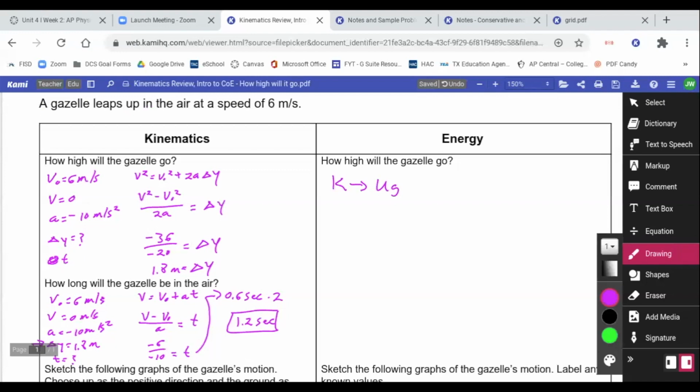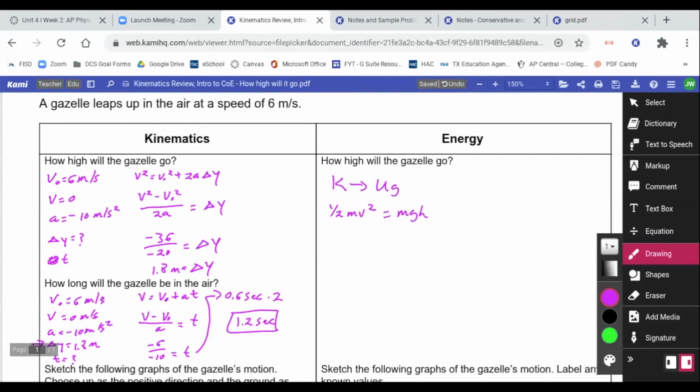Will we use the change in kinetic formula for this? Well, we're not looking at a change in kinetic energy. We're looking at a conversion of kinetic energy to gravitational potential. What we should see is 1/2 mv squared at the beginning is going to be equal to mgh when we get to the top. So we're going to say it's equal to mgh.